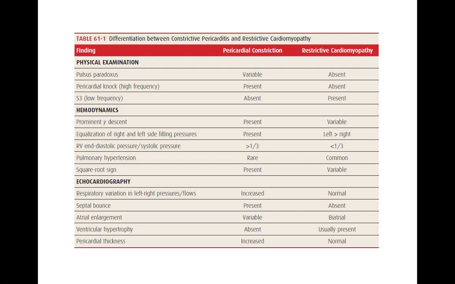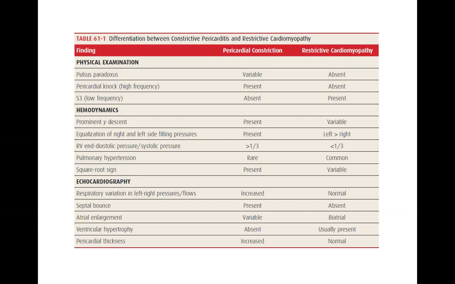Now, in terms of hemodynamics, you know the JVP waves, right? Usually a JVP with a wide y descent will be prominent. This is usually a sign of pericardial constriction, and it might be present, but it's very variable. This is very important here: if the patient has equalization of the right and left-sided filling pressures, this is in favor of pericardial constriction. However, in restrictive cardiomyopathy, usually the left-sided pressure is higher than the right-sided pressure.